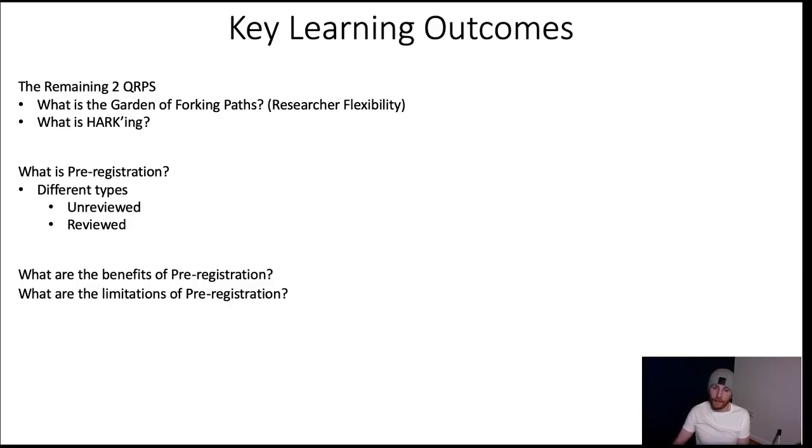Make sure you can again provide a definition of what pre-registration is, and also discuss the different types, unreviewed versus reviewed. And remember, you guys are essentially submitting a stage 1 registered replication report for your assignment. And then of course you should be able to specify what the benefits are of pre-registration, both the theoretical as well as what the empirical evidence is for those claims.